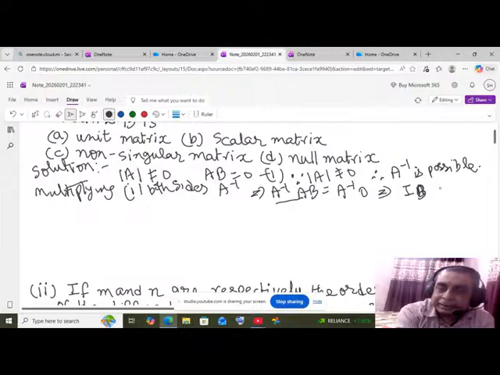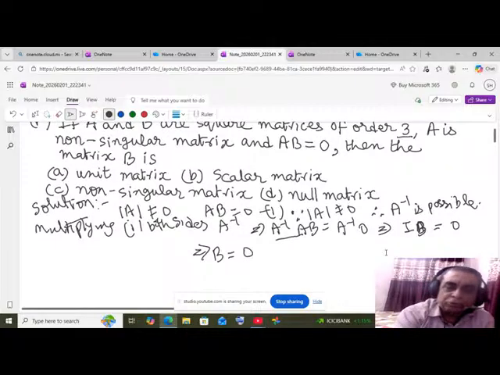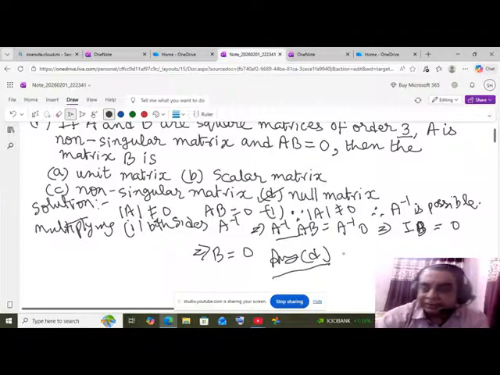This is equal to A inverse times the 0 matrix, which is 0. The identity matrix multiplied with any matrix gives the same matrix back. So B is equal to 0, so B is a null matrix. The correct choice is answer D, B is the null matrix.